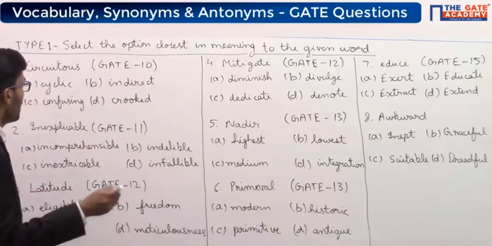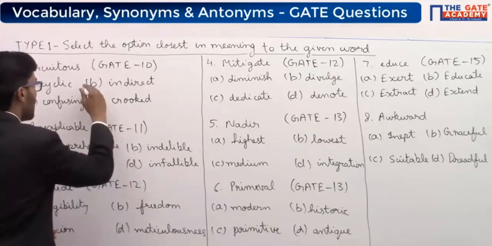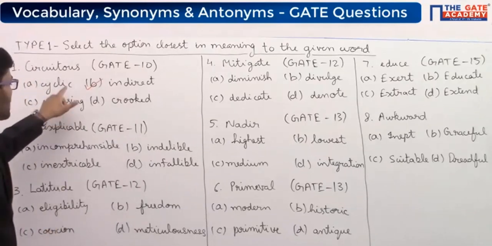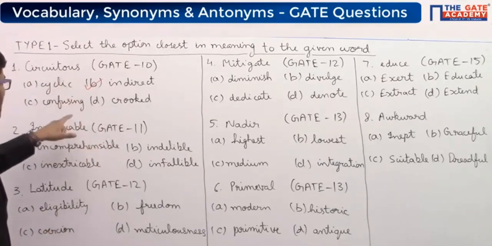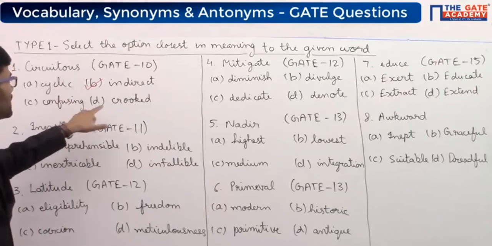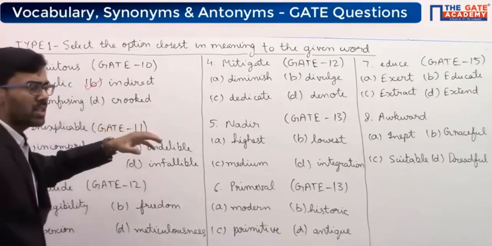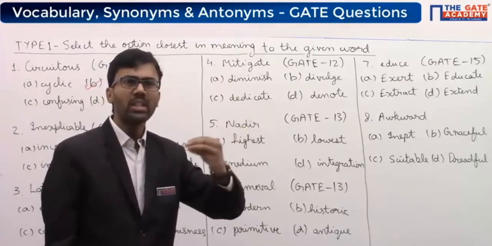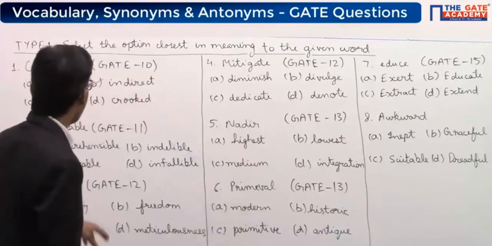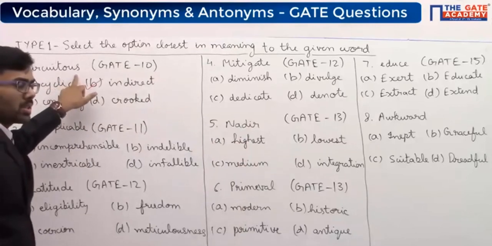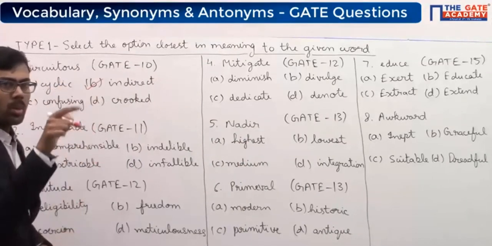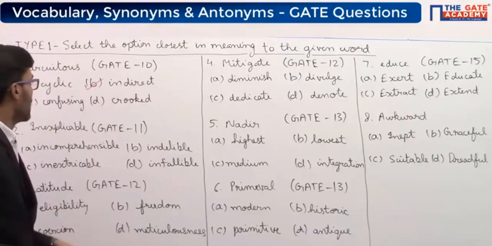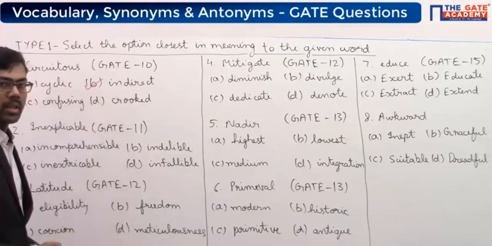So here the correct option is indirect. Cyclic means something that keeps on repeating. Confusing, we very well know what confusing means. Crooked means something that is very uneven, something that may be going up and down. Whereas the word circuitous means something which has a very roundabout route, not going directly towards some place through a straight line. So that's why circuitous means indirect.